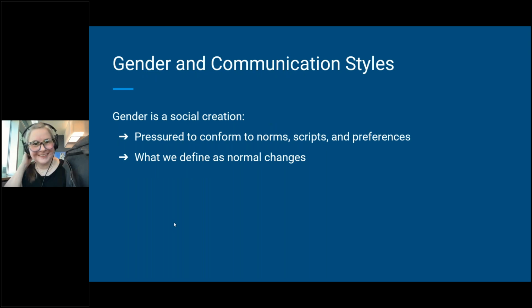Hi, everyone. I'm going to talk a little bit about gender. Gender is a social creation. There are these pressures to conform to norms, scripts, and preferences. For example, a woman dresses femininely. A male dresses in pants and a dress shirt. There are many pressures for us to perform and act a certain way because of that, and those are all creations of our society.